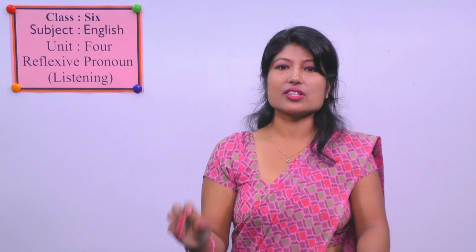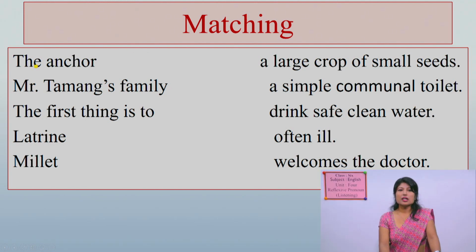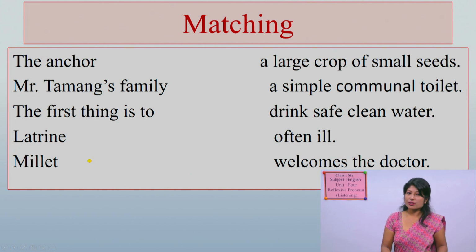Okay, so what is there? Let's see. Here is a matching exercise. The anchor, Mr. Tamang's family, the first thing to do, latrine, millet. We have these things over here, and then a large crop of small seeds, a simple communal toilet, drink safe clean water, often ill, welcomes the doctor. So we have to match it. So do matching, listen once again to the audio, and then match these to complete.